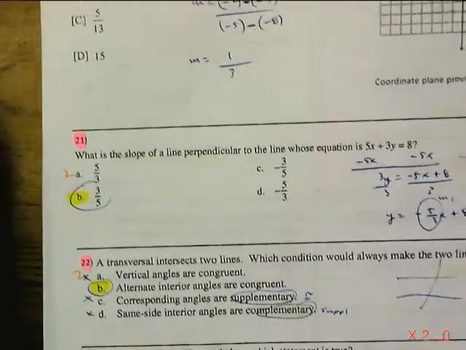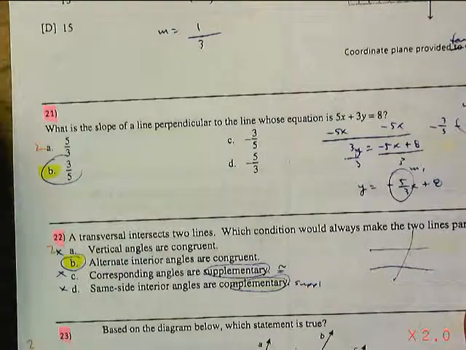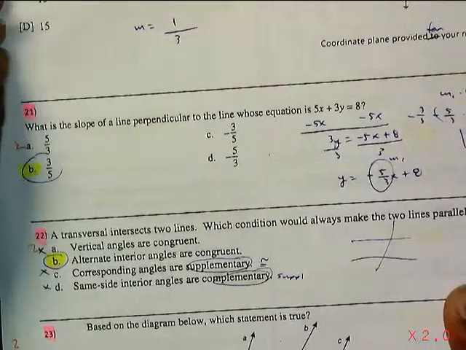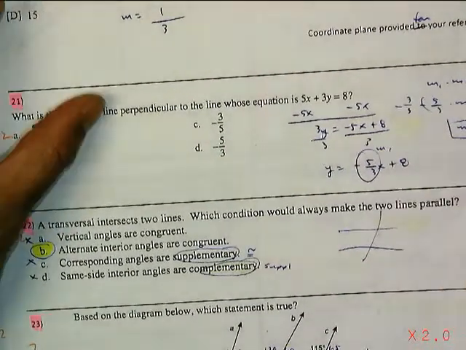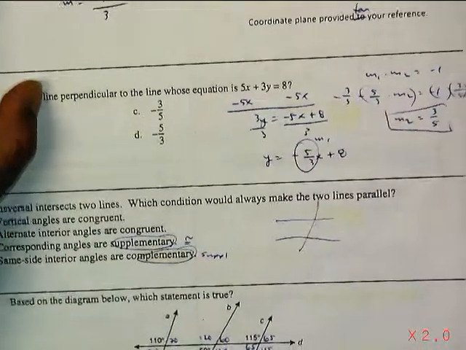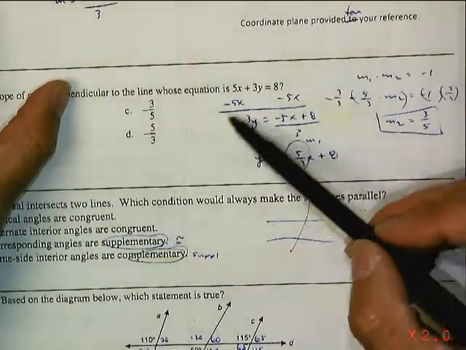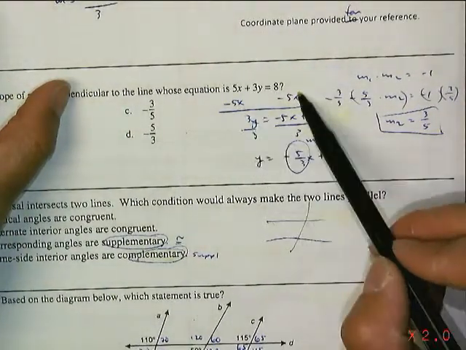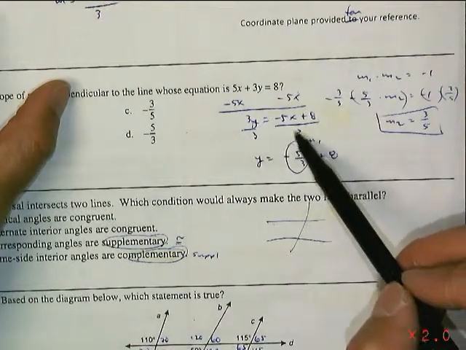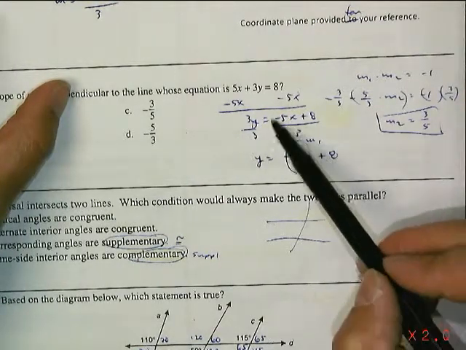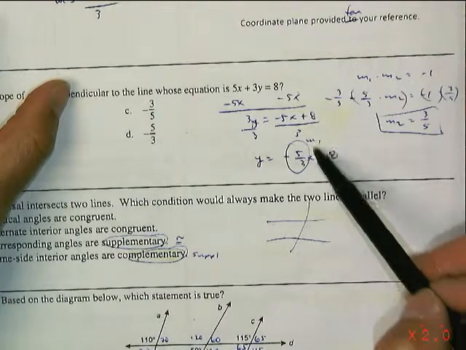Question number 21. What is the slope of a line perpendicular to the line whose equation is 5x plus 3y equals 8? So in this question, you're going to have to put it in slope-intercept form. Subtract 5x, divide the whole expression by 3, gives you y equals -5/3 x plus 8/3.